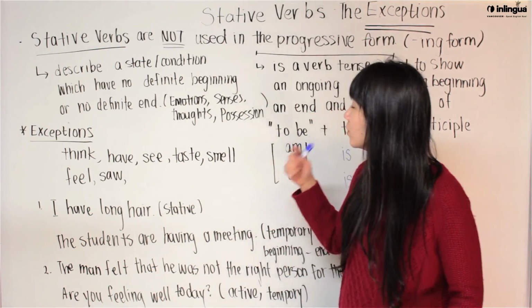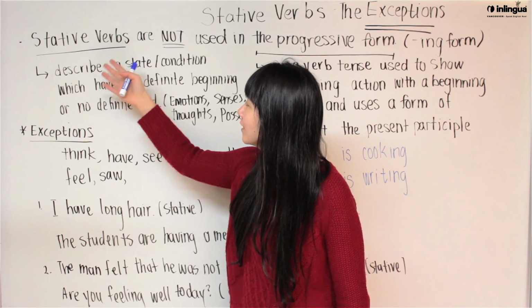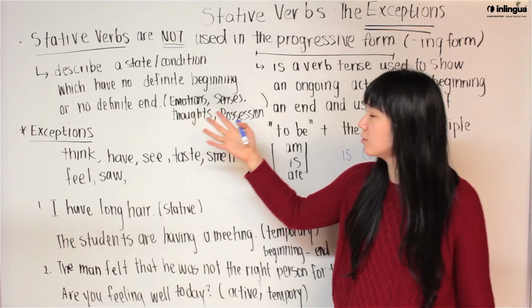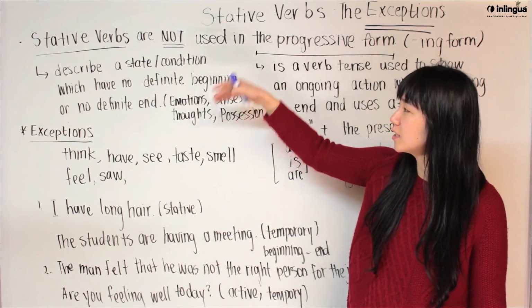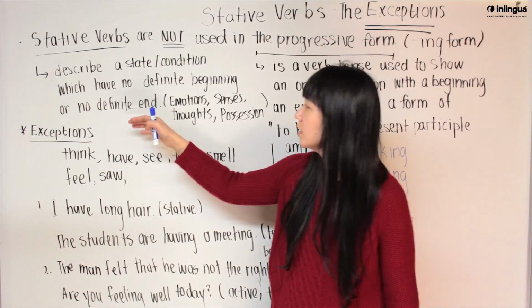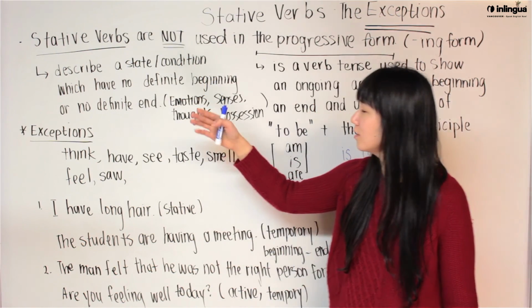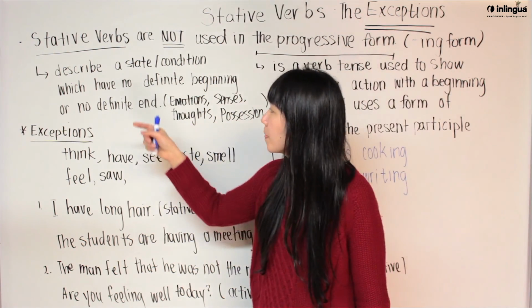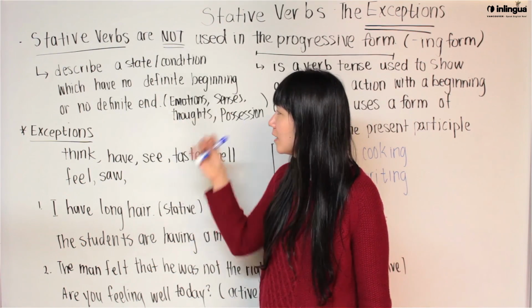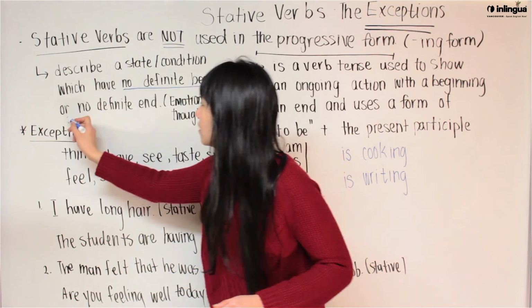So again, just to refresh your memory, what's a stative verb? It describes a state or a condition. Here is what's really important: it has no definite beginning or no definite end. So again, it describes a state, a condition. It can also describe an emotion, senses, thoughts, possession, which have no definite beginning or no definite end. So here is something new.